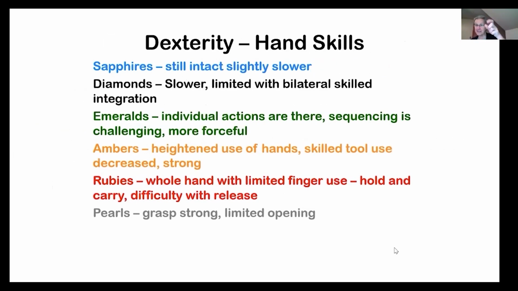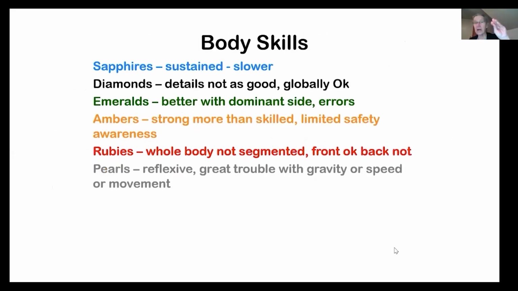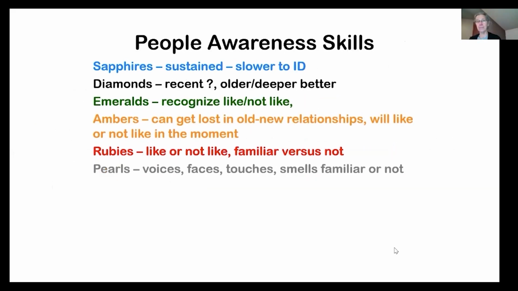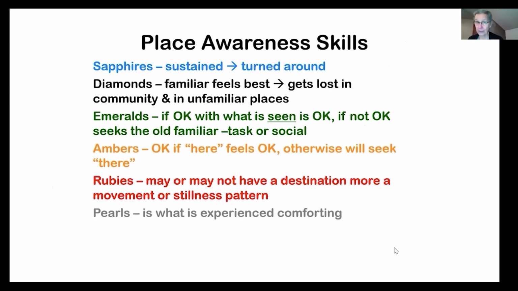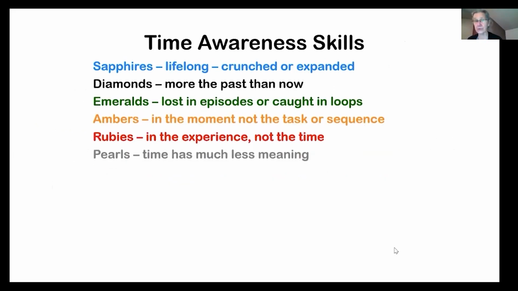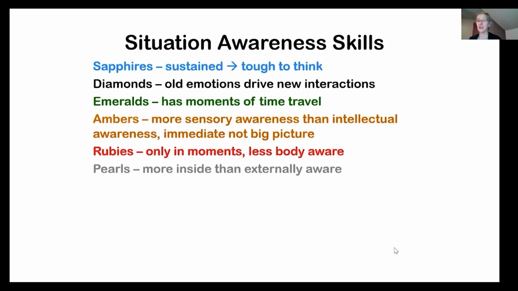I have hand skills, dexterity, and that's mostly with your skilled fingers. Body skills, how do you use your body? People awareness. What do I notice about others around me? What about place awareness? And what about time awareness? And finally, what about situation awareness?